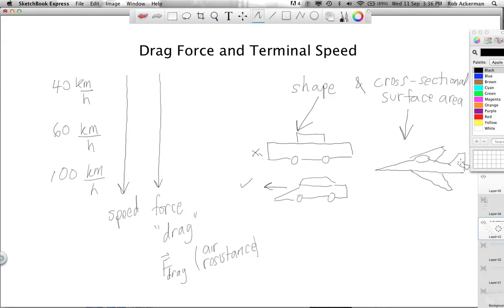Okay, not too bad, but I'm not quitting my day job as a teacher and going into art, that's for sure. Nice and pointy here. Why? Because we want to make the cross-sectional surface area minimal.